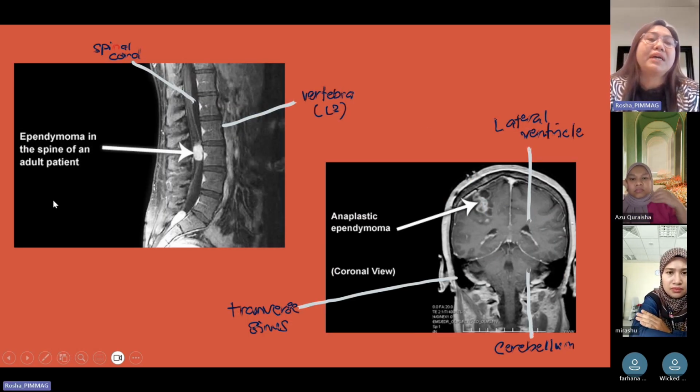This is the example that I said about the ependymomas. It can also appear or occur in the spine of an adult patient. For example, this one occurs on the end of the spinal cord, the vertebra. The right images here show ependymomas, like this one, and the anaplastic ependymomas.